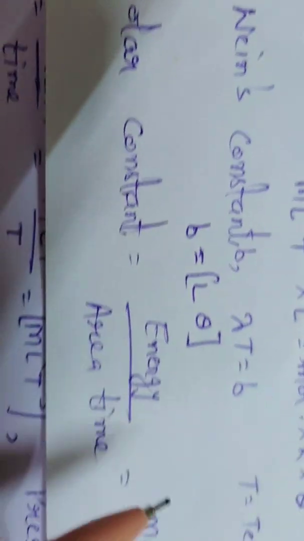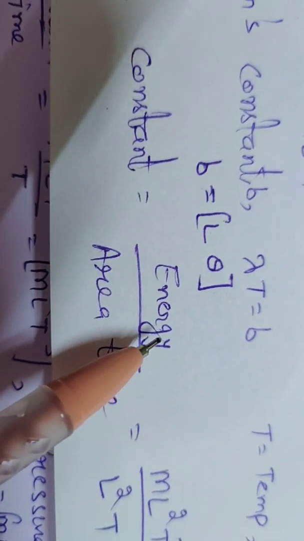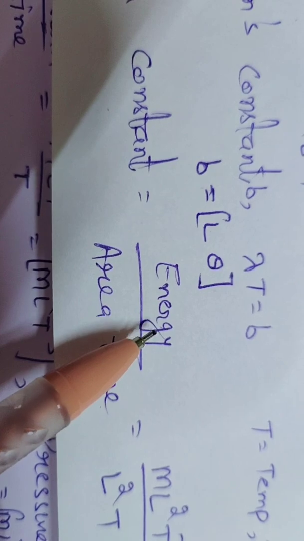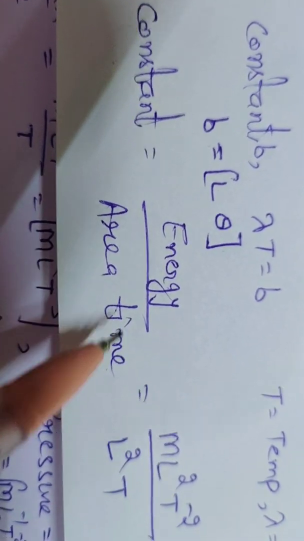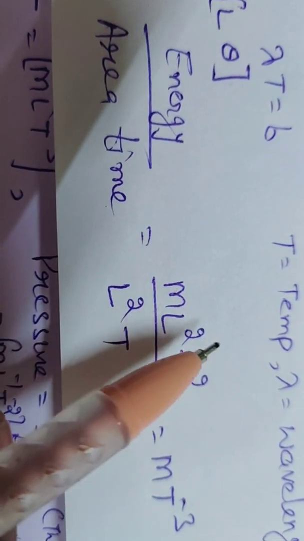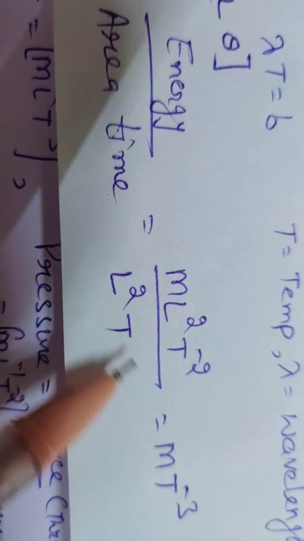Then solar constant, it is the amount of energy received per unit area per unit time from the sun on our earth. So energy has the dimension formula M L square T minus 2 divided by area L square T. So I got the dimension formula M T minus 3.